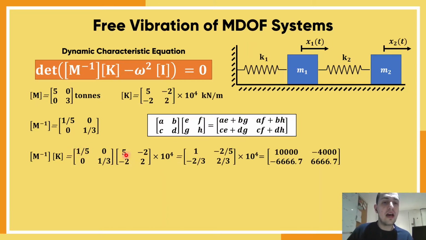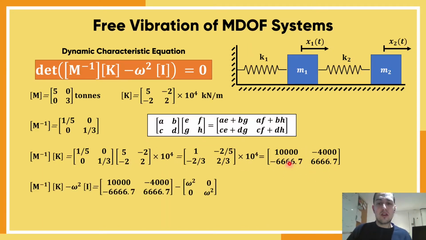So 1 over 5 times 5 is 1, plus 0 times minus 2, so we just get 1. Then we get 1 over 5 times minus 2 plus 0 times 2, so we just get minus 2 over 5. Then we go to the second row, so 0 times 5 plus 1/3 times minus 2, and we get minus 2/3. And then the last one, second row, second column: 0 times minus 2 is 0, and then 1/3 times 2 gives me 2/3. And here we're just going to multiply everything by 10 to the 4, and now we can see the magnitude of this matrix straight away.